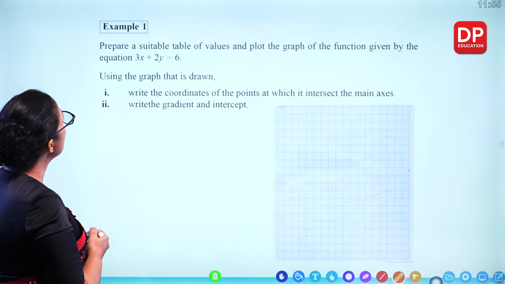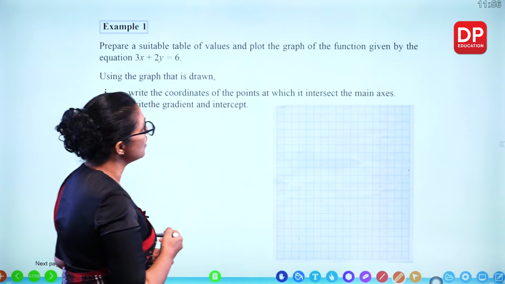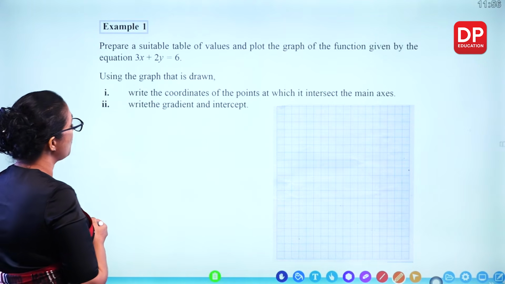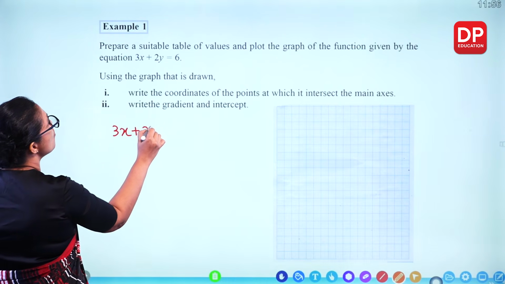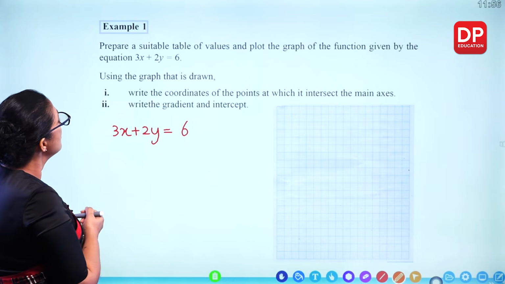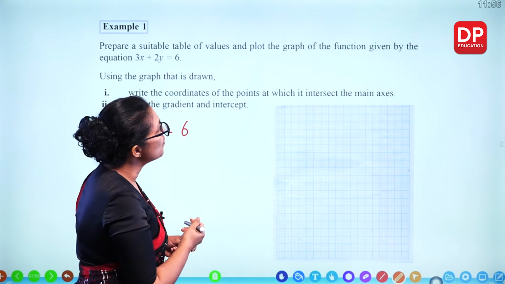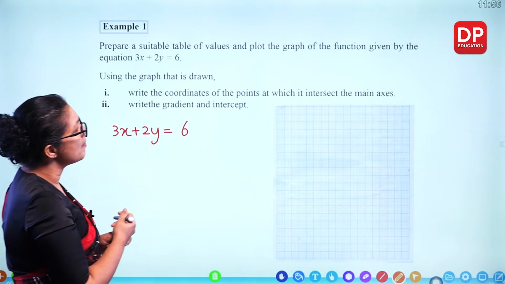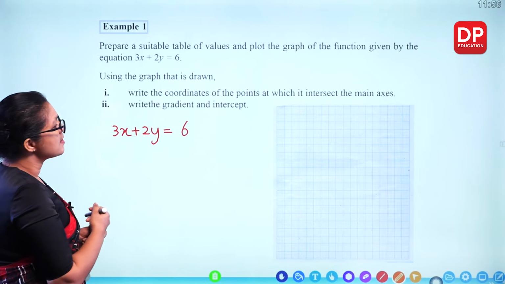Example number 1. Prepare a suitable table of values and plot the graph of the function given by the equation 3x plus 2y equals 6. Using the graph that is drawn, write the coordinates of the points at which it intersects the main axis, write the gradient and intercept.